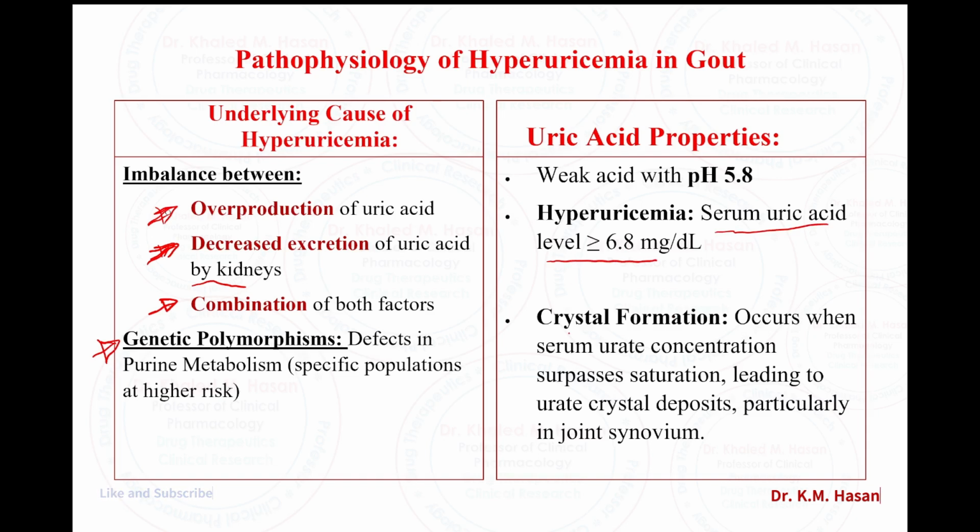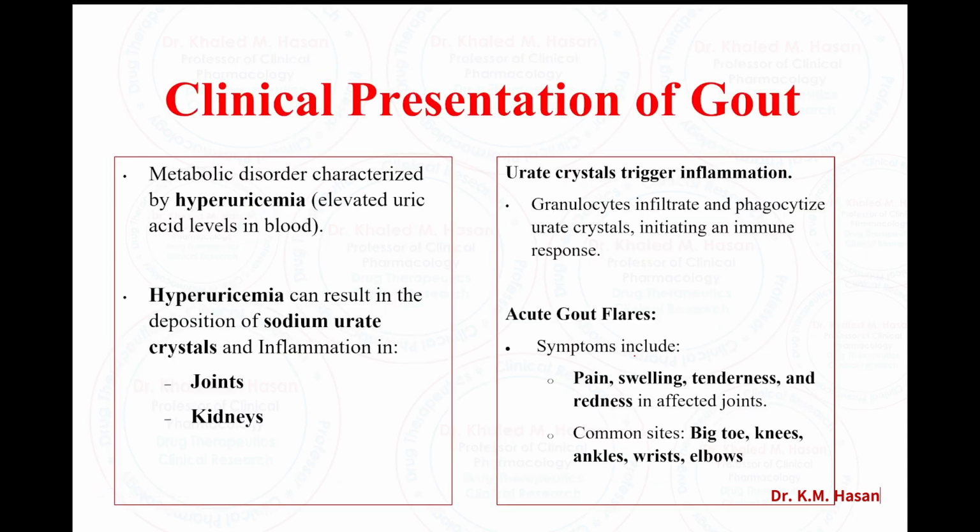The big issue here: when the uric acid increases in the blood, in the serum, the uric acid precipitates as crystals, and this will lead to urate crystal deposits, particularly in the kidneys and in the joints and synovial fluid. So we have crystals precipitated and deposited in the kidneys and in the joints. As you can see here, the crystals precipitate on the joint and on the kidneys.